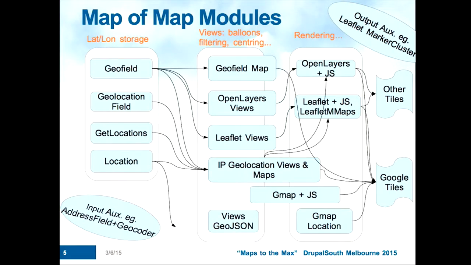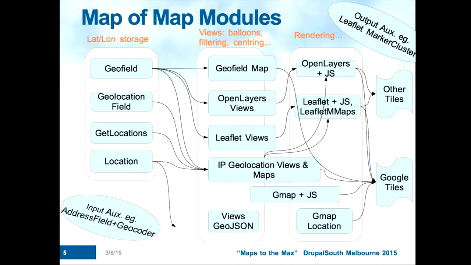They prepare the contents for the marker balloon. If you click on a marker, you can often see a photograph of whatever that marker represents, some text, some links, etc. And so your task is to pick a module on the left, one in the middle, and one on the right to make it all work. Problem is, you can't pick just any module from the left with any module of the middle and any module of the right.